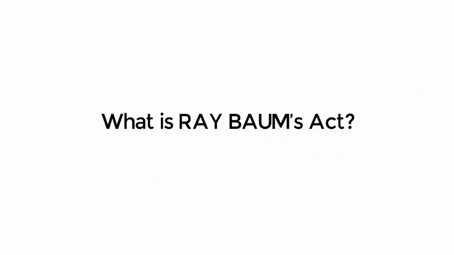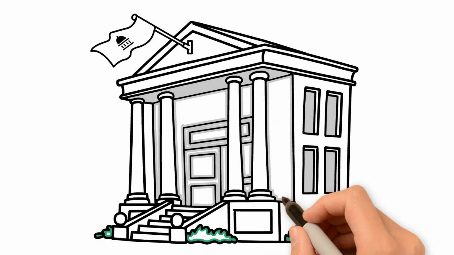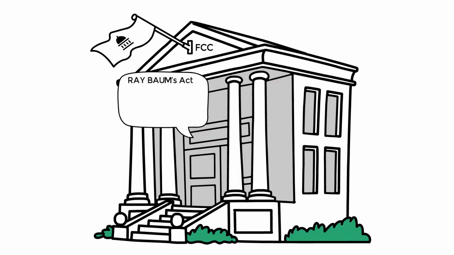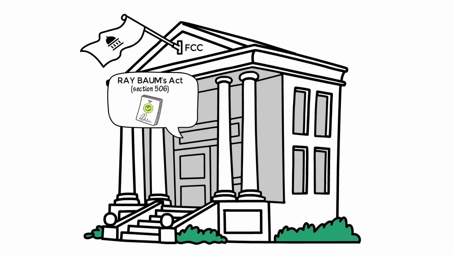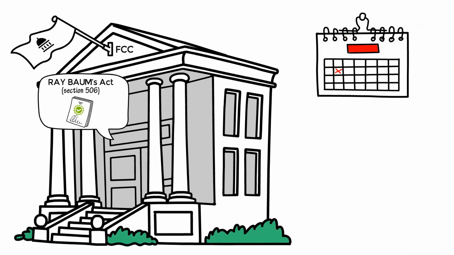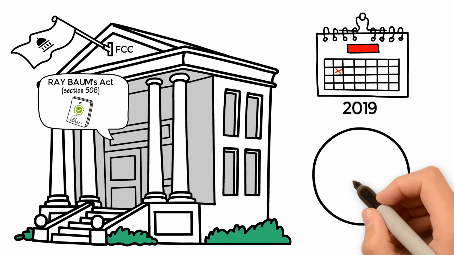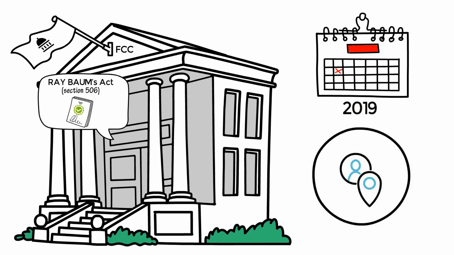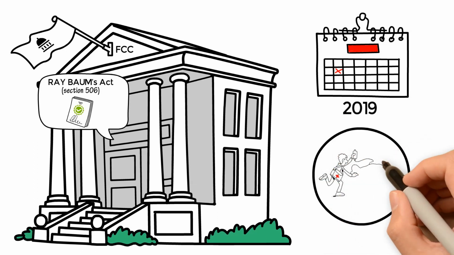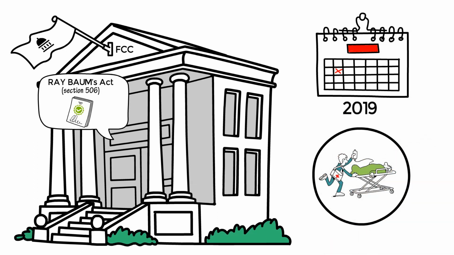What is Ray Baum's Act? Ray Baum's Act, Section 506, was adopted by the Federal Communications Commission, FCC, in 2019 to emphasize the importance of sharing precise location information of the caller when calling to increase the potential for better and faster emergency services.